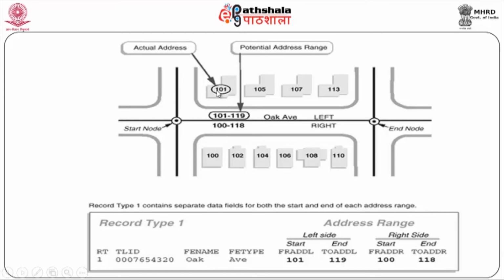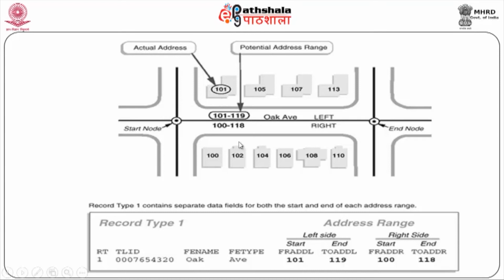If you want to search 101 Oak Avenue, obviously the system will look for Oak Avenue and the number, and it will automatically correlate the value and retrieve the data from the system. As you can see here, search time also becomes much easier, because I know that 101 is an odd number. Obviously, I'll have to check only the left side. I will not bother to check the right side.